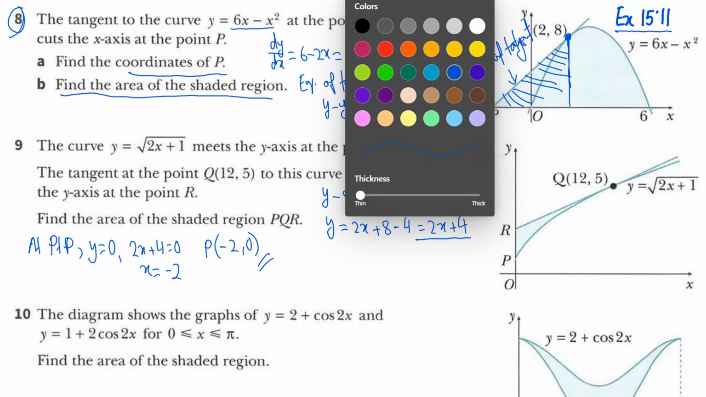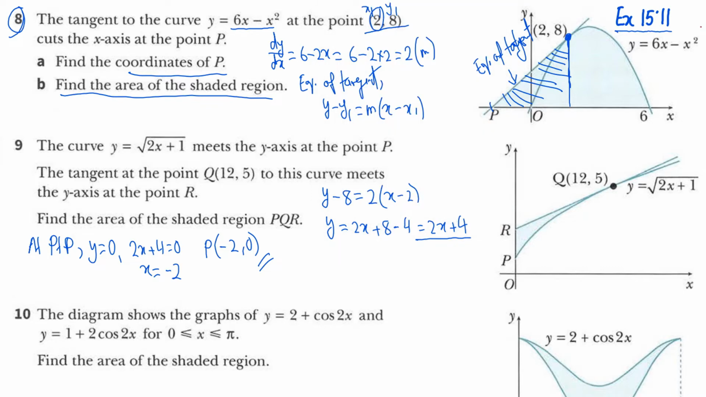I'm going to use a different color to mark our area. The area under the line is half times base times height, because the x value is 2 and the left side value is minus 2. So this is the base. Our base is 2 minus minus 2, which is 4.